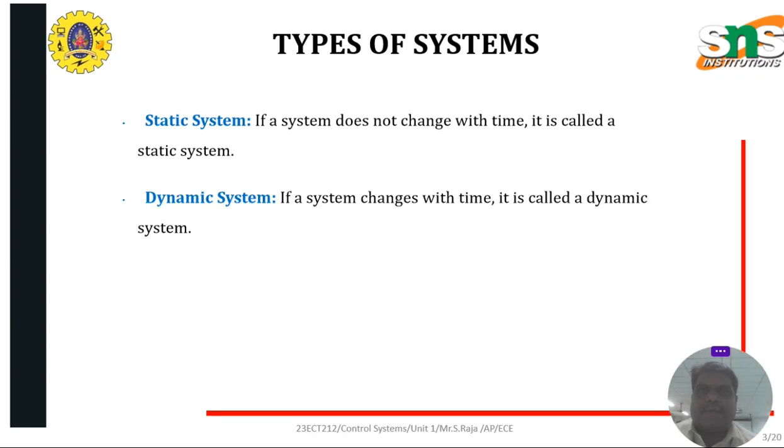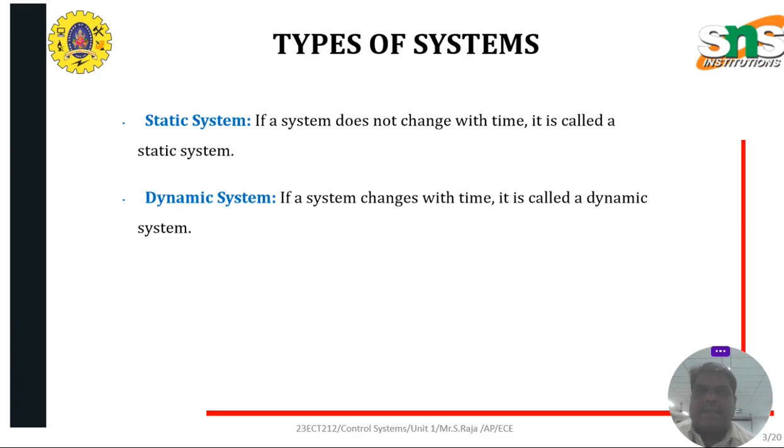Students, in the previous class we discussed what a system is. A system consists of an input as well as an output. That we already completed in the last class. Now we are going to see the types of systems. Systems are classified into two types: one is the static system, another is the dynamic system.